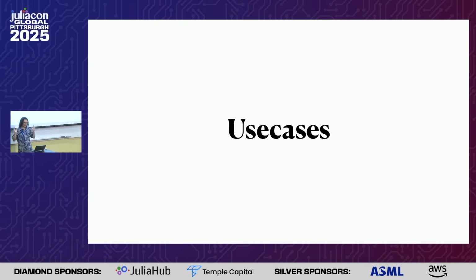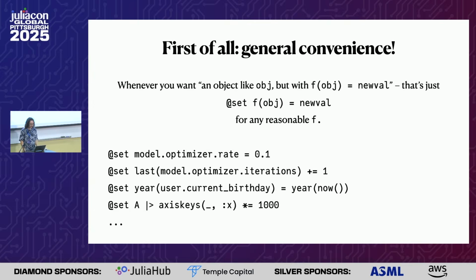Then to the nice part, the part that doesn't require any understanding in advance: what would you use it for? I personally use Accessors for everything, really. The base idea is that if you want an object just like the one you have, but with some arbitrary function of it, nested, simple, complex, anywhere, changed to a new value, that's just add @set and a new value.